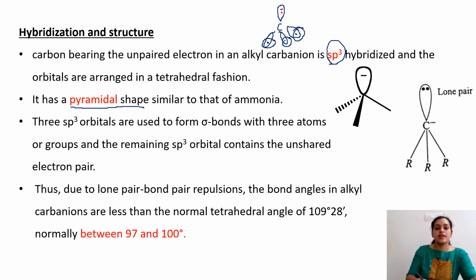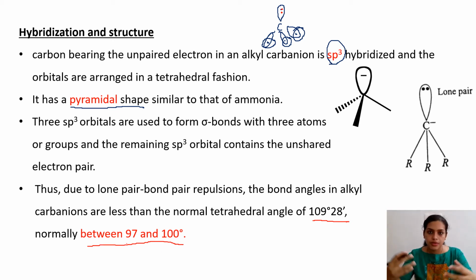Therefore, the bond angle is lower than the expected bond angle of 109 degree. Okay, it depends upon other factors also. So instead of this normal bond angle of 109 degree 28 minute, it is normally between 97 and 100 degree. So depending upon the nature of the groups attached to it, there could be a change in bond angle.